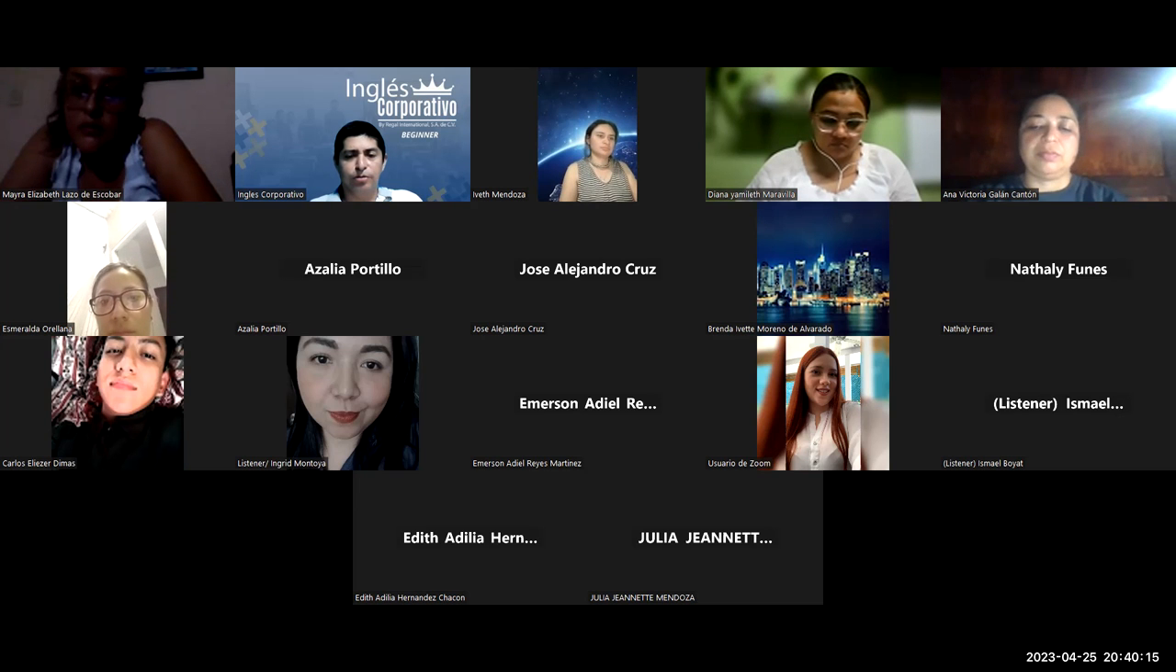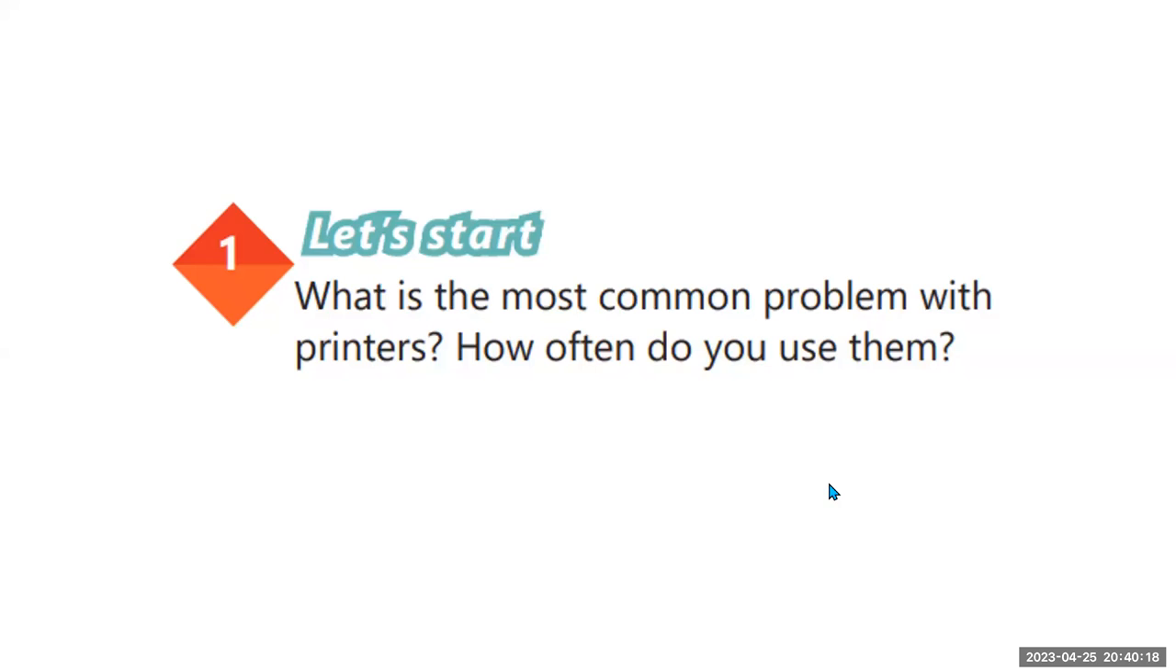Let me show you again the question, maybe. What is the most common problem with printers, according to your experience? Let me know. What about when you are printing some big documents, and you need to do something else, and suddenly the printer runs out of paper? How do you deal with that in order to continue the process?